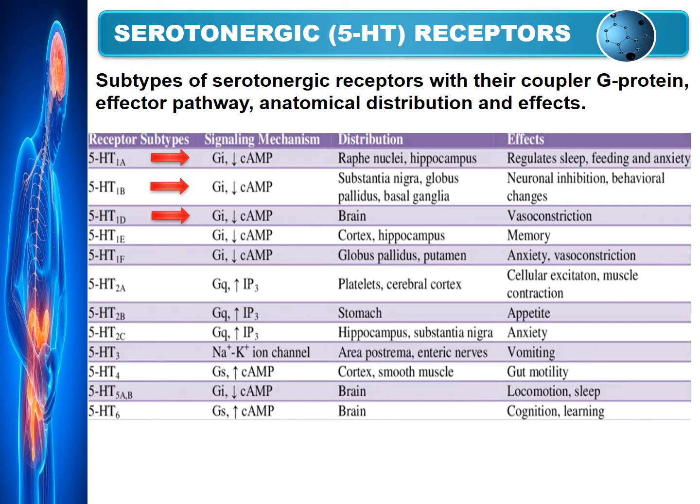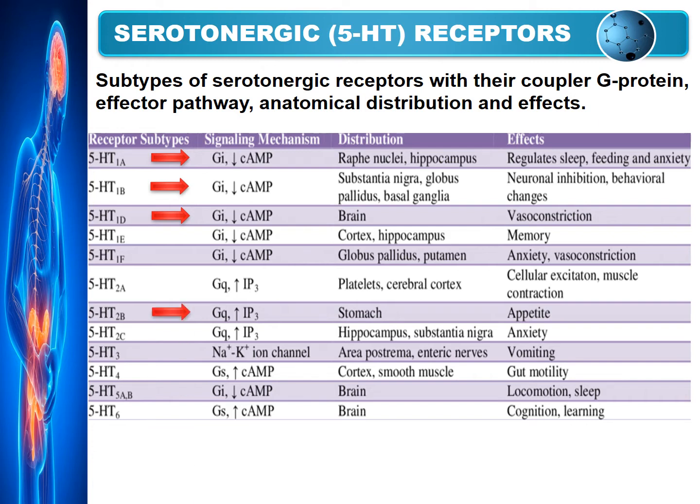Then the third subtype of the 5-HT1 receptor is the 5-HT1D type of receptor, having the Gi type of the G coupler protein, and it functions through decreasing the intracellular concentration of cAMP. It is located at brain, and it affects and regulates the vasoconstriction.